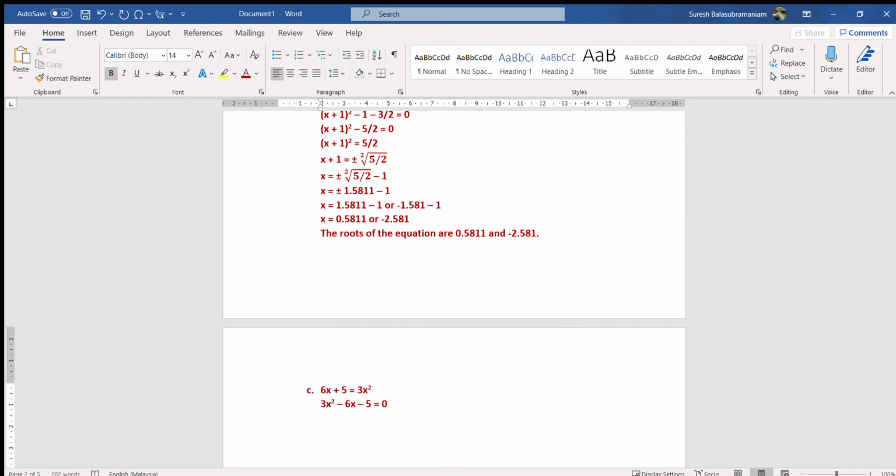As I said in question B, when we are doing completing the square, our a should be 1. In this case, our a is 3, so I need to make it 1. How? I multiply with 1 over 3. So I'll get x square minus 6 multiplied with 1 over 3, I'll get 2x, minus 5 multiplied with 1 over 3, I get 5 over 3, equals 0.